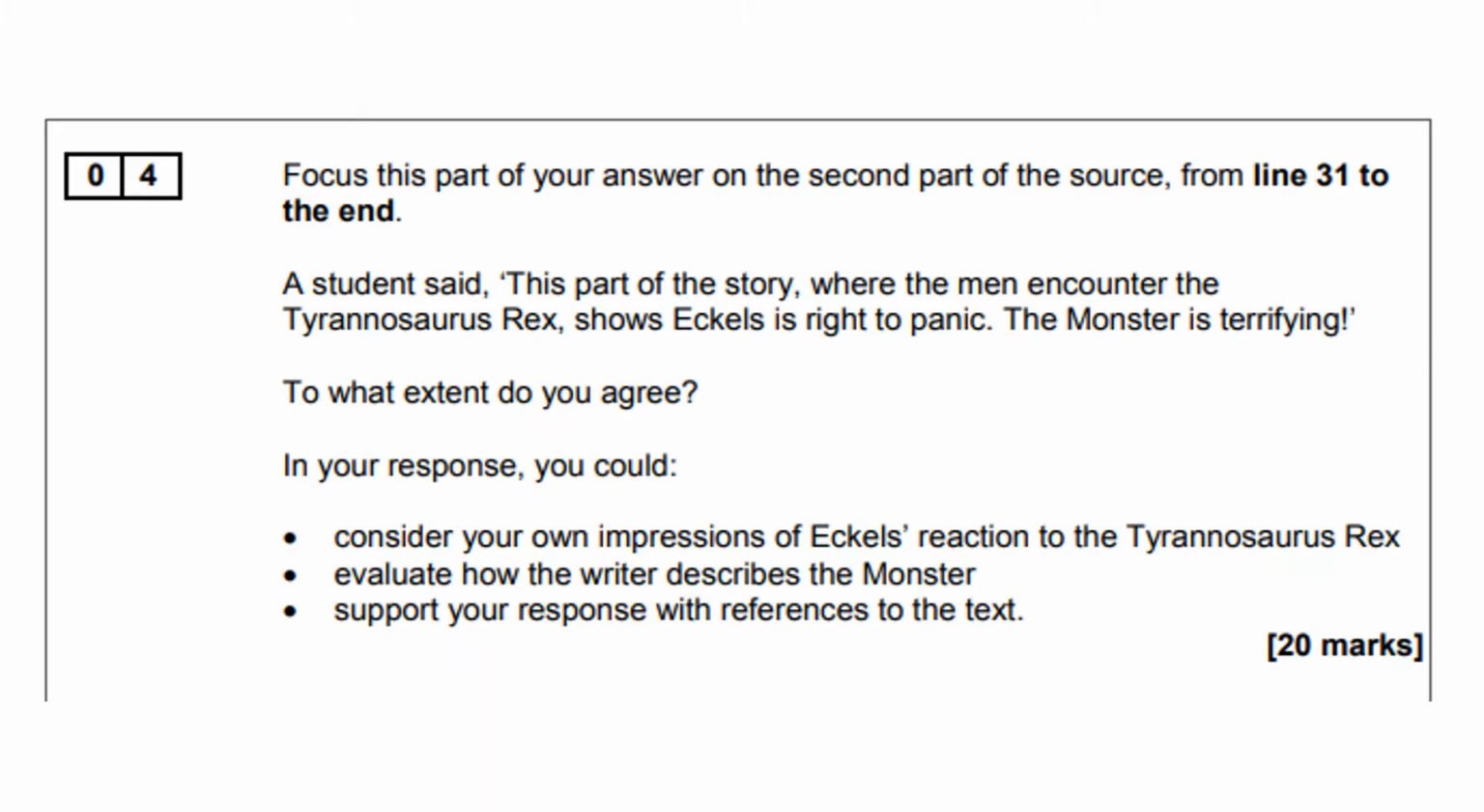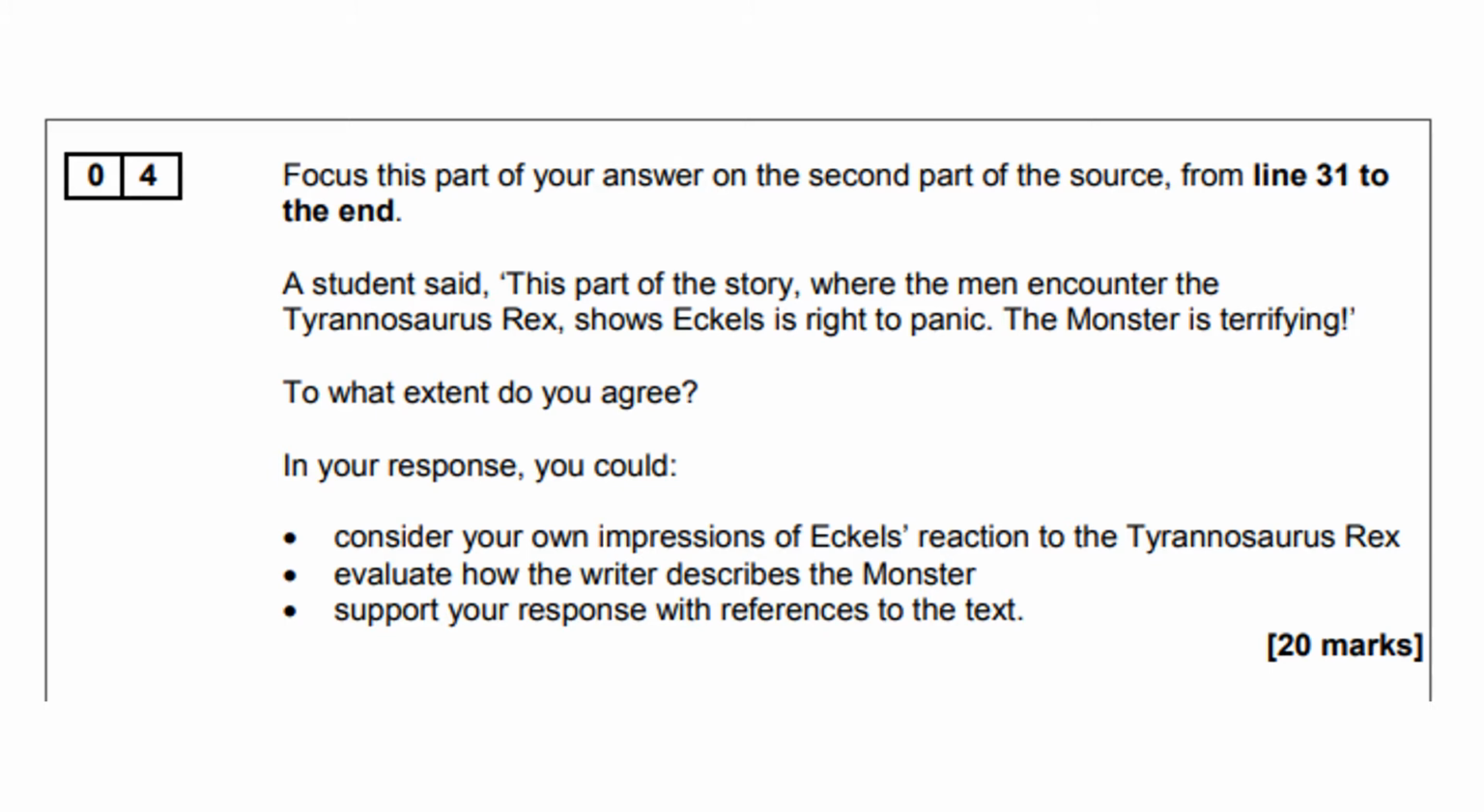So question 4 will look something like this, and you will be given a chunk of the extract to look at. It's normally from a certain line to the end. In this case, it's from line 31 to the end of the extract. A student said, "This part of the story where the men encounter the Tyrannosaurus Rex shows Eccles is right to panic. The monster is terrifying." It's a made-up quote from a fictional student, but that is the one you have to deal with.